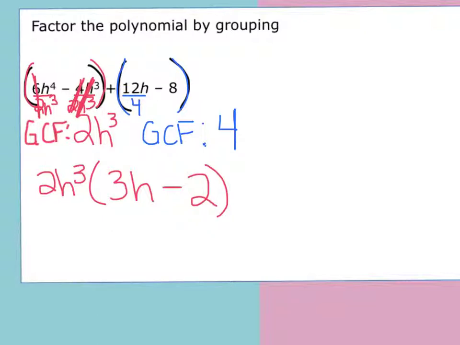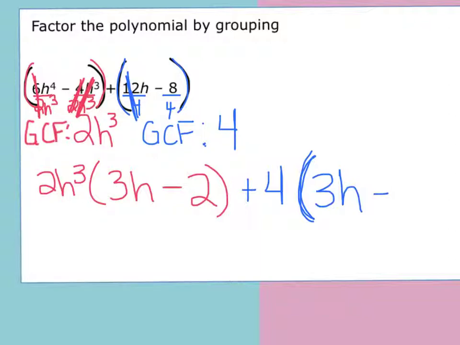I'll divide them both by the GCF of 4, and then I write that on the outside of my parentheses here. And now I divide, so 12 divided by 4 is 3, and h divided by 1 is just h. And then 8 divided by 4 is going to be 2, and there's a minus, so it becomes minus 2.